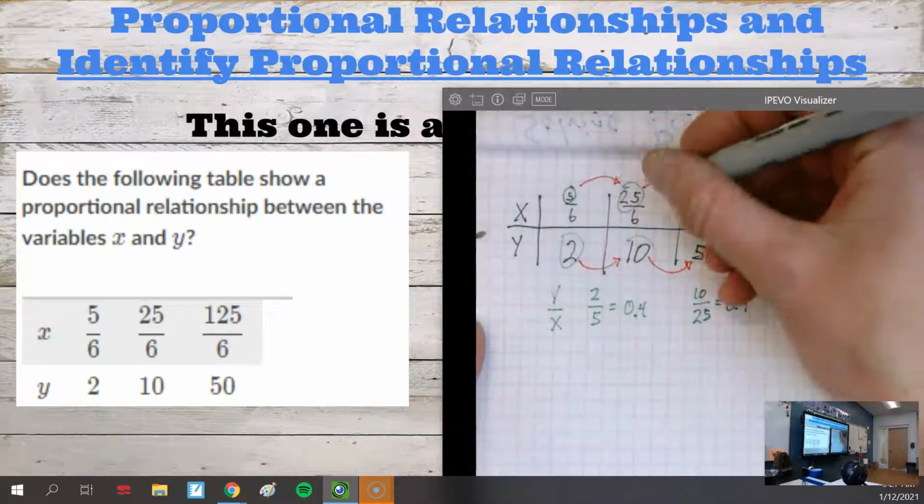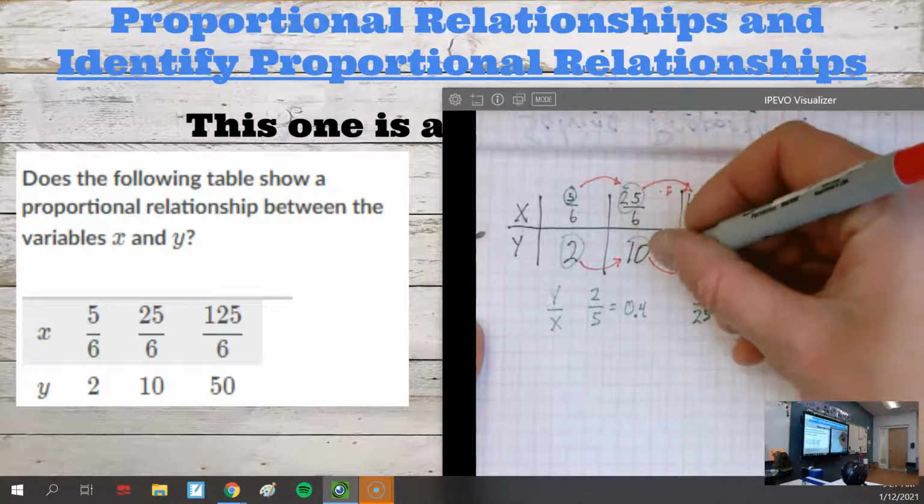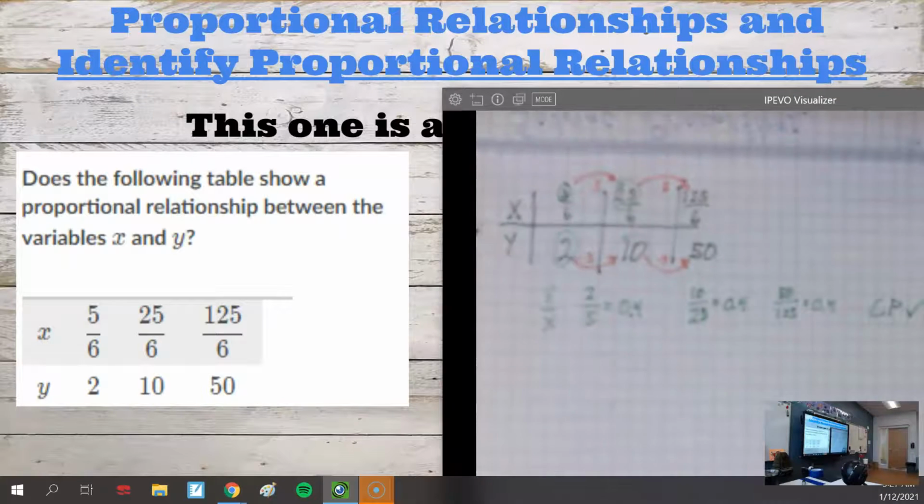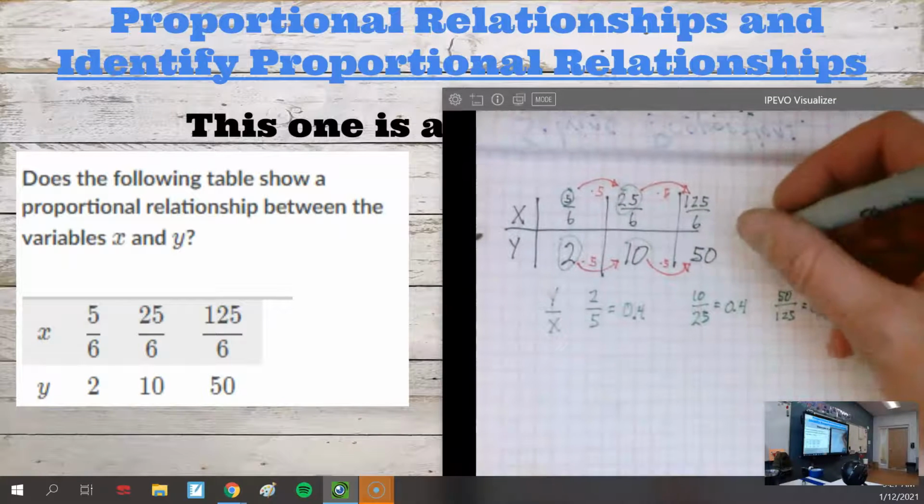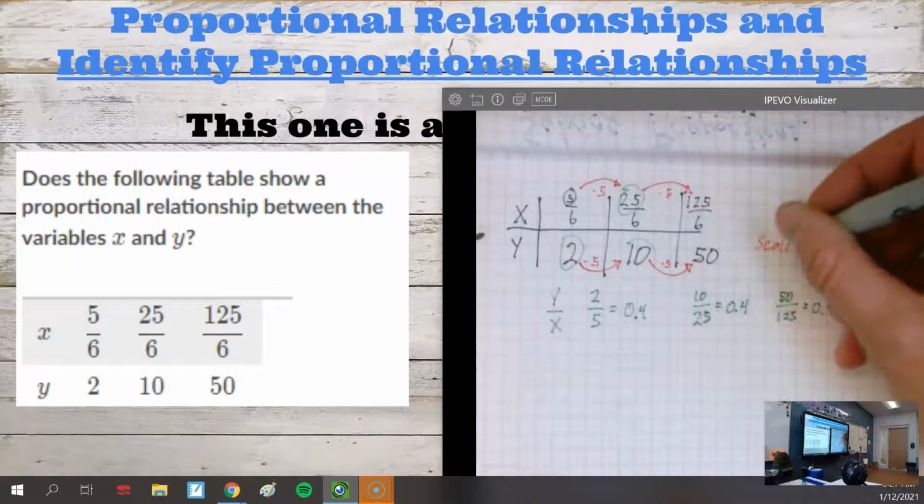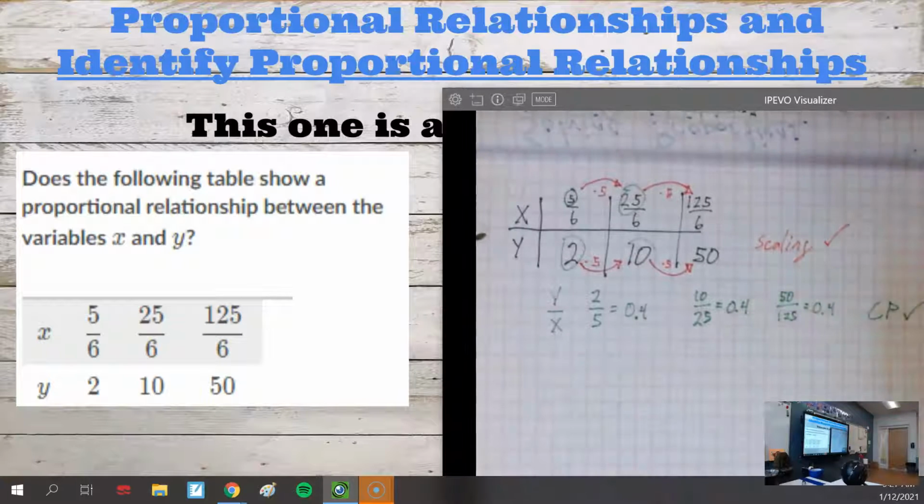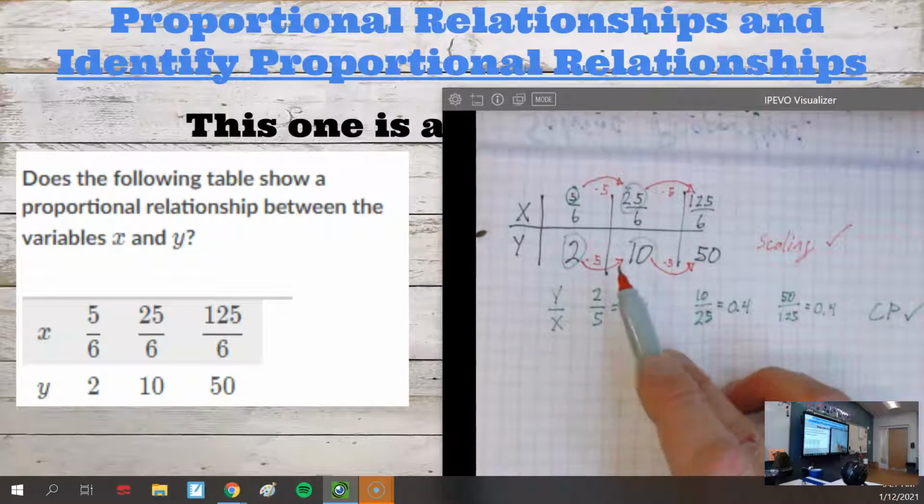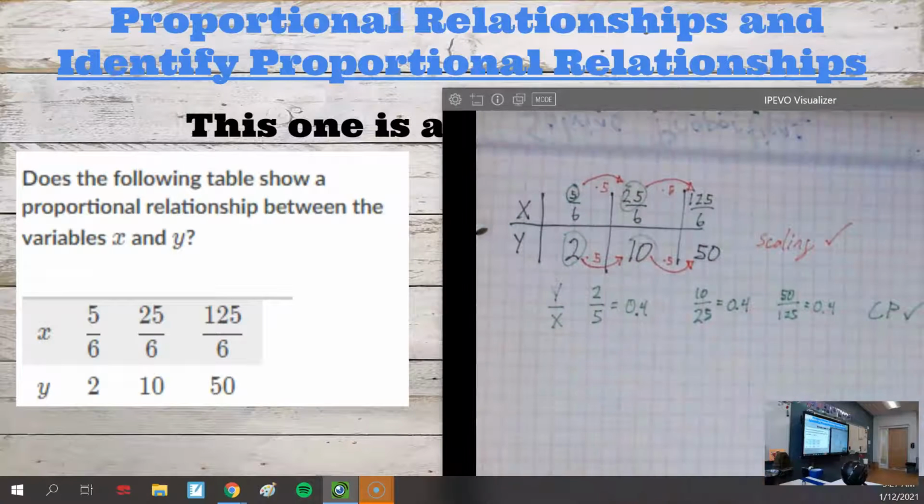Times 5. And this is times 5 as well. So it works. The scaling checks out too. They were quintupling, if you want to know what that's actually called. When you multiply something by 5, you are quintupling.